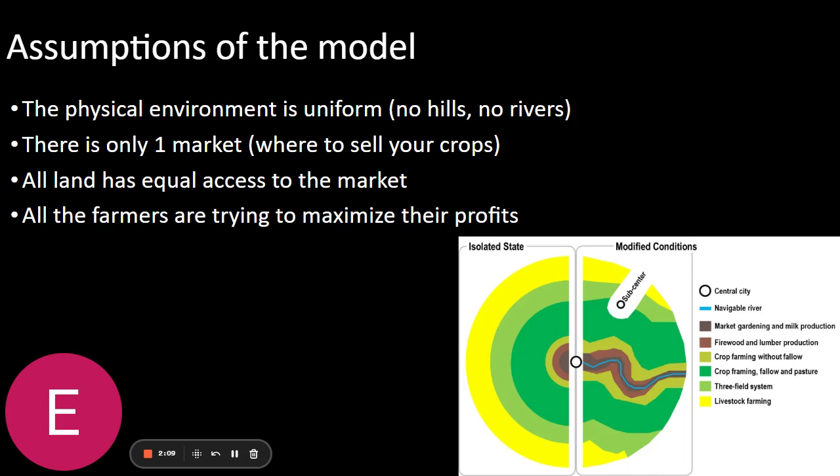Mr. Logue, would you like to hit that last bullet point? Sure. All the farmers are trying to maximize their profits. They're trying to maximize their gains. And remember, this is a model. It's not real. It can't hurt you.